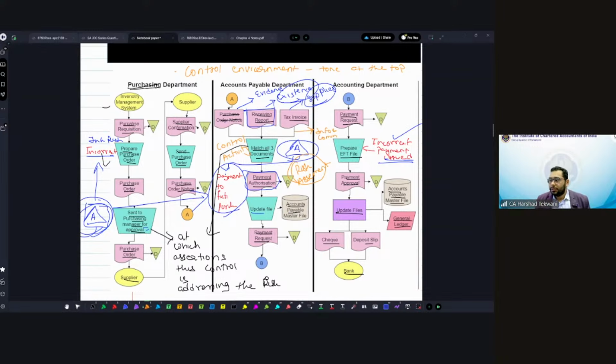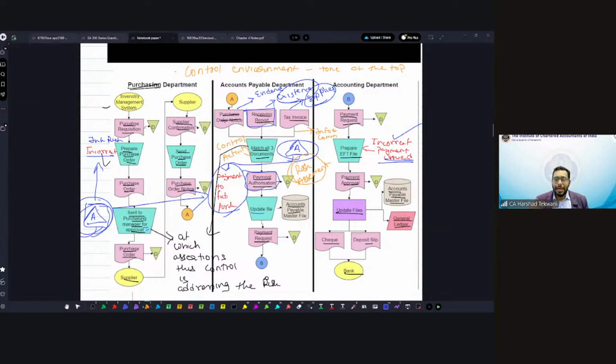Last, and you can say ongoing part, ongoing element, or ongoing component of internal control, is your monitoring of controls. That someone on a periodic basis reviews whether everything is going good, the control is working fine or not. A review on the controls, you can say.